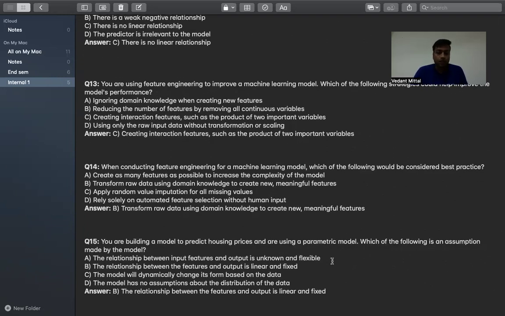Question 15 says you are building a model to predict housing prices and you are using a parametric model. Which of the following is an assumption made by the model? The relationship between input features and output is unknown and flexible. The relationship between the features and output is linear and fixed. The model will dynamically change its form based on the data. And option D is the model has no assumptions about the distribution of data. So the correct answer is the relationship between the features and the output is linear and fixed. So basically, it assumes a linear relationship, y equals mx plus c, and calculates the output using the parametric model.